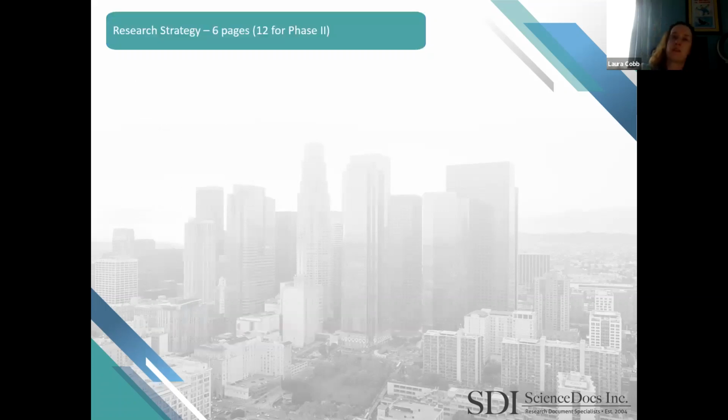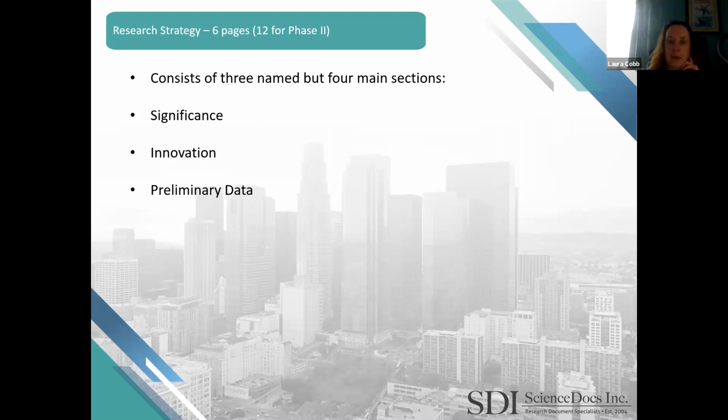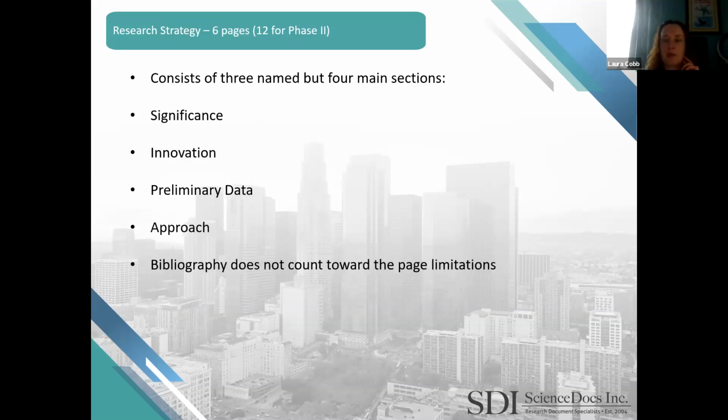So what is the research strategy? It really is the meat of your grant proposal. As I just alluded to, it contains three named but four key sections: the significance section, the innovation, the preliminary data, and the approach. There's also your bibliography or references, but that does not count towards your page limitations. The page limit for these is 6 pages if you're in phase 1 and 12 pages if you're doing a fast track or a phase 2 proposal. So those four components, we're going to go through these one by one.